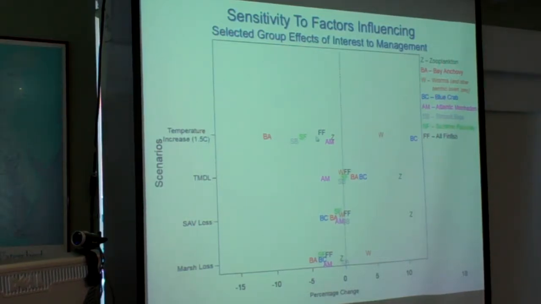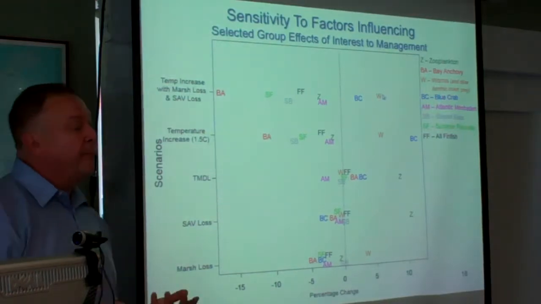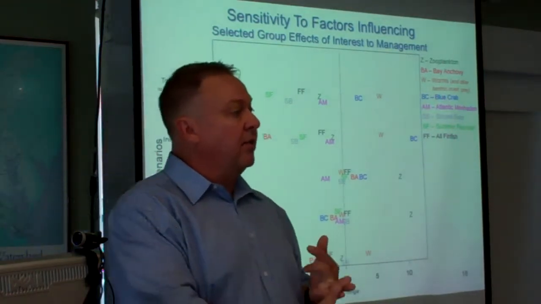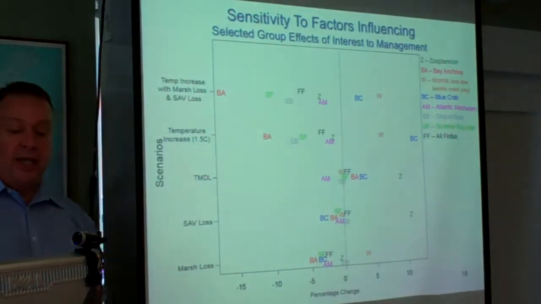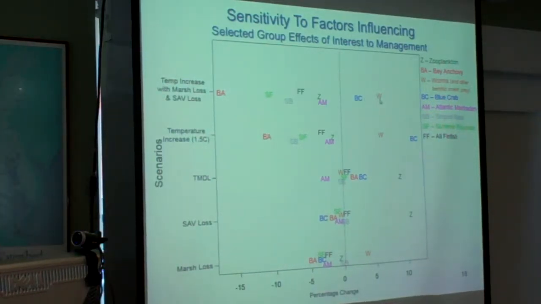So now we're going to start to do some combinations and look at cumulative effects. And here we're looking at temperature increase with the habitat loss. So marsh loss and SAV loss. Again, very similar variability to the temperature scenario. And importantly, if you'll notice, the order of the groupings is starting to stabilize here.